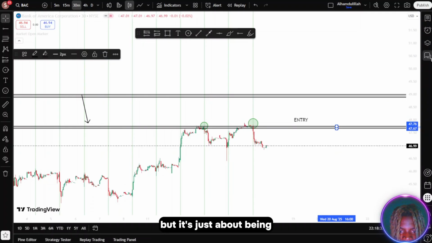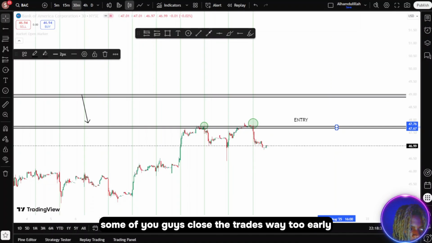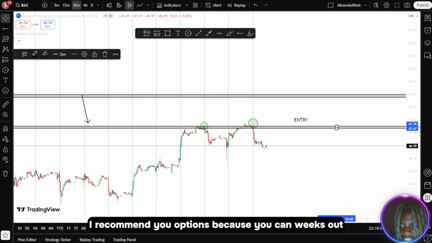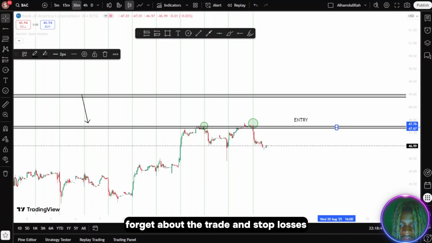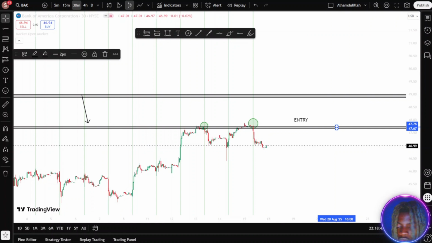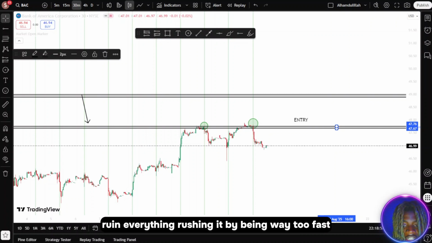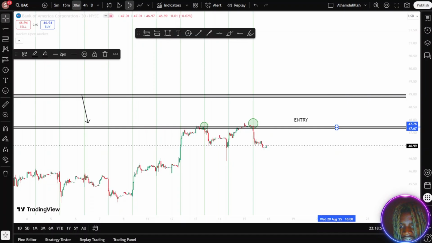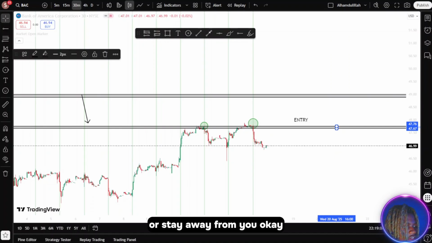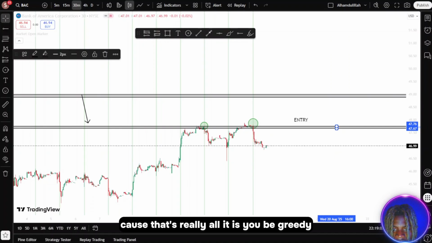But it's just about being confident. Okay, some of you guys close the trades way too early. I recommend options because you can go weeks out, forget about the trade, and your stop loss is going to protect you. Some of y'all rush the whole process, ruin the bread that you're making, ruin everything, by being way too fast. Practice it. Okay, because that's really all it is.